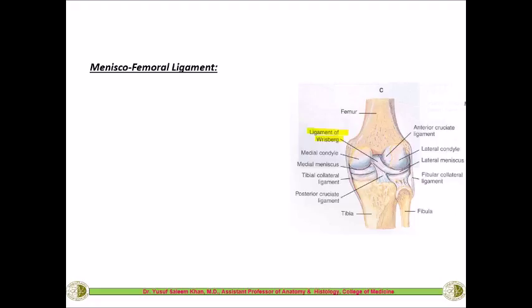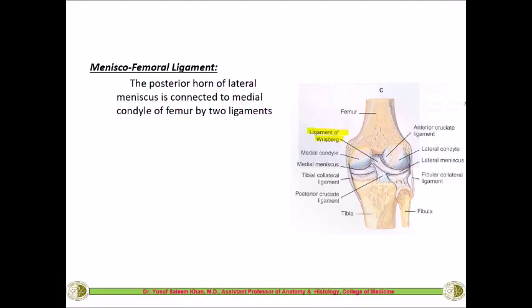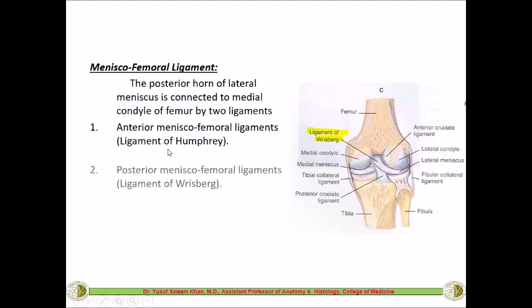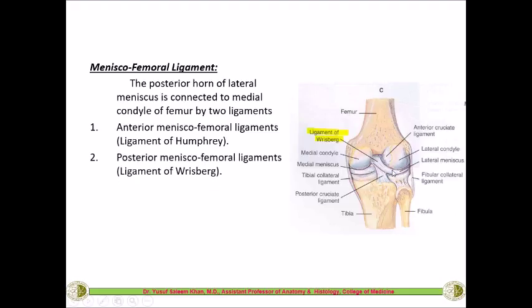There are also some small ligaments called the meniscofemoral ligaments, which are attached to the posterior horn of the lateral meniscus. So here is the lateral meniscus, and the posterior horn of the lateral meniscus is connected to the medial condyle of the femur by two ligaments, anterior and posterior. The anterior meniscofemoral ligament is called the ligament of Humphrey, and there is also the posterior meniscofemoral ligament, which you are seeing from here. This is the lateral meniscus, and there is a ligament running from there to the medial condyle. This is called the ligament of Wrisberg.